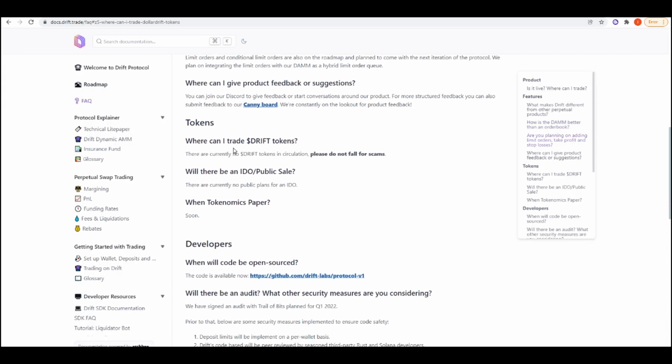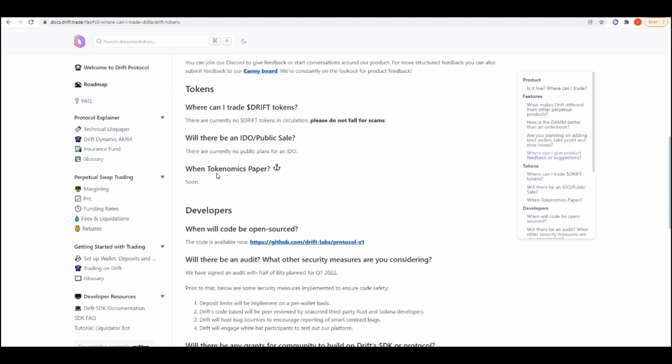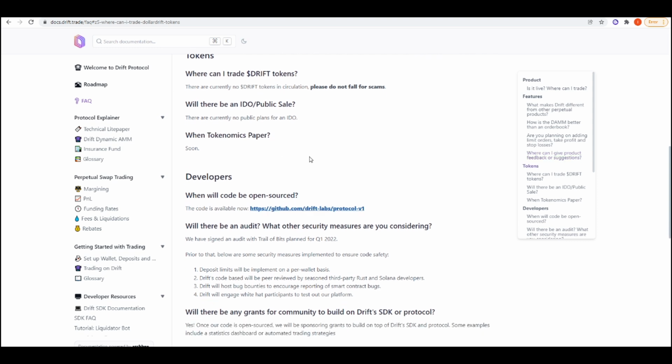Also, are there any Drift tokens? No. There's no public plans for an IDO public sale, and they're going to release the tokenomics paper soon. So this is a protocol that's live on mainnet that doesn't have a token, so I recommend using it in hopes of an airdrop. If you want to qualify for an airdrop with something like Drift, it probably makes sense to actually be a proper user of Drift protocol. Like, come here every day, do a couple of trades, and so on. You don't want to use it once and expect to get an airdrop, because you probably won't get anything.